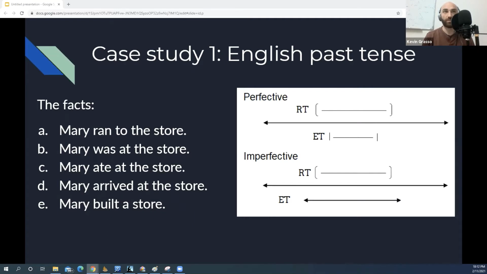So this is another data point. Mary was at the store is a state, and it doesn't actually tell us if she's still there, or there is a sort of implicature. Implicature meaning a meaningful element, conversational implicature in this case, that can be canceled. So there is an implicature that she's no longer there.